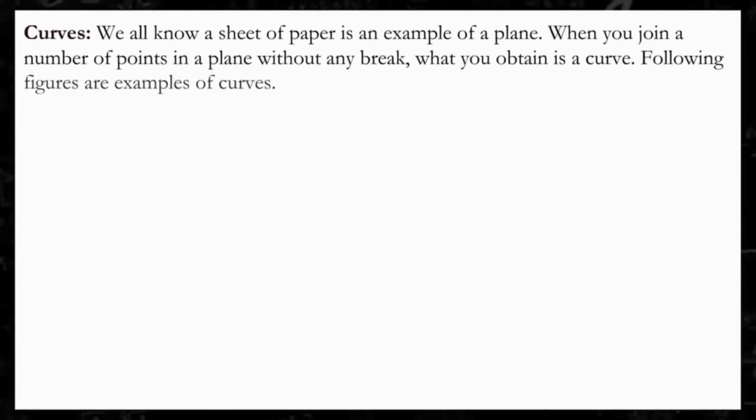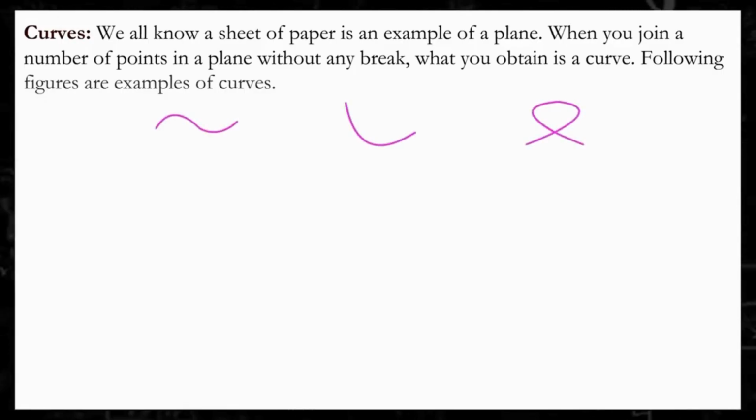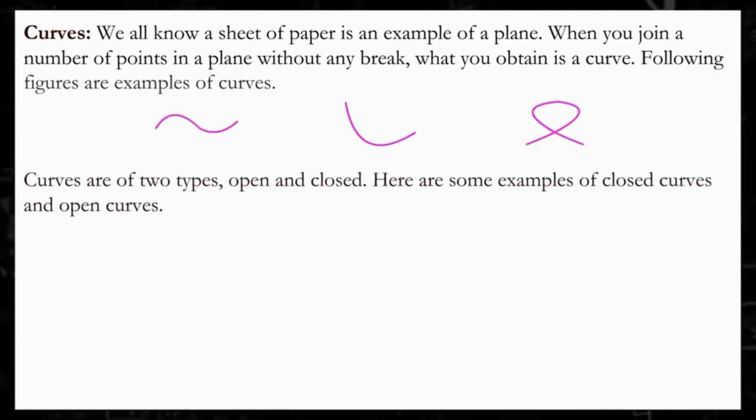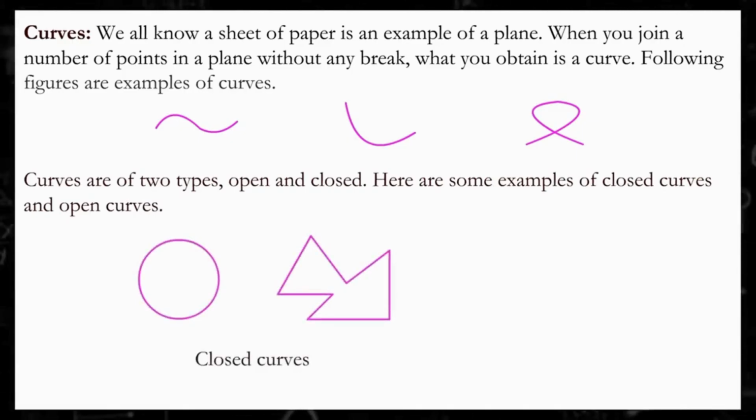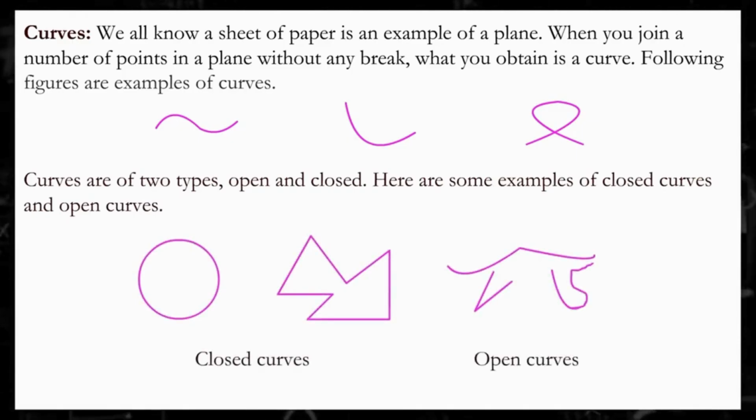Curves. We all know a sheet of paper is an example of a plane. When you join a number of points in a plane without any break, what you obtain is a curve. Following figures are examples of curves. Curves are of two types, open and closed. Here are some examples of closed curves and open curves. Closed curves. Open curves.